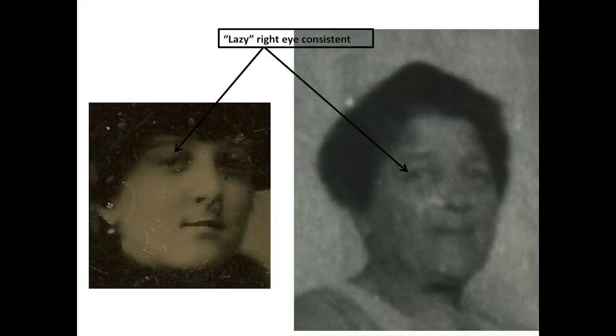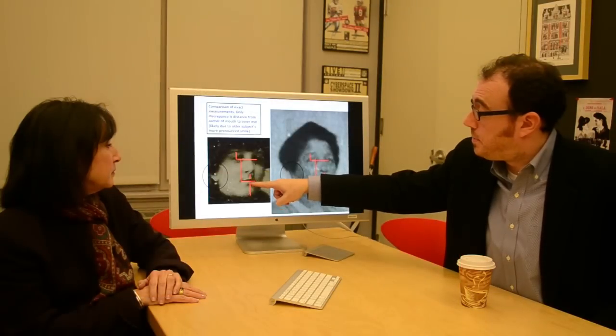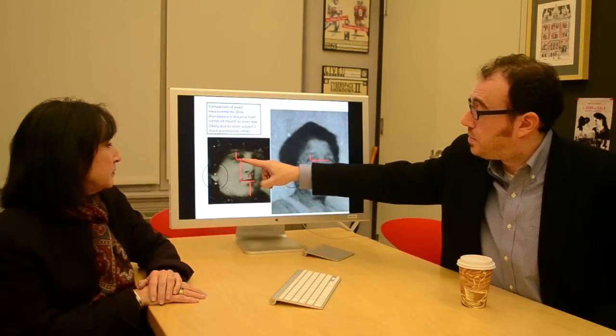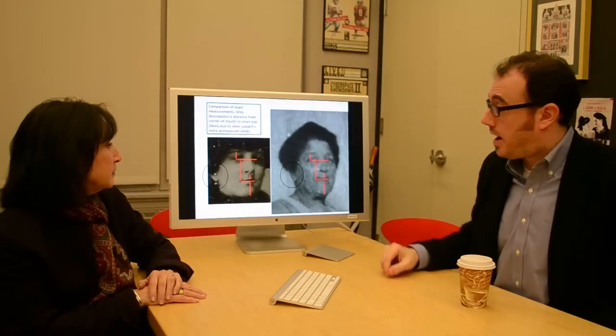But I think what we can see from this photo-to-photo comparison is that the facial expression and the proportion of facial features are quite similar. A consistent lazy right eye. And what I did was I created a ratio based on interpupillary distance. So once we set a base ratio between the distance between the eyes, we can then make measurements between critical facial distances: between the nose and the lip, between the lip and the chin, the width of the mouth, the distance between the corner of the eye and the corner of the mouth, and the distance between the pupil and the eyebrow.